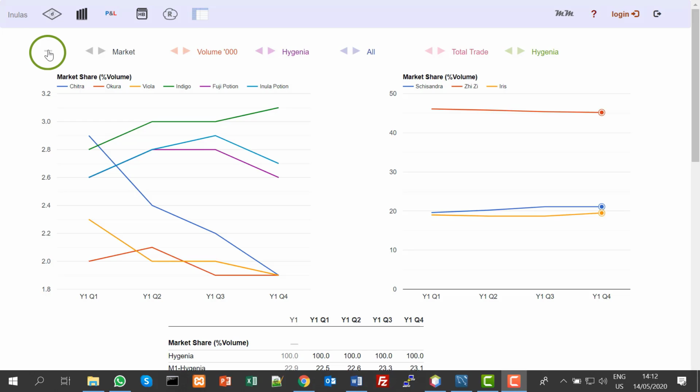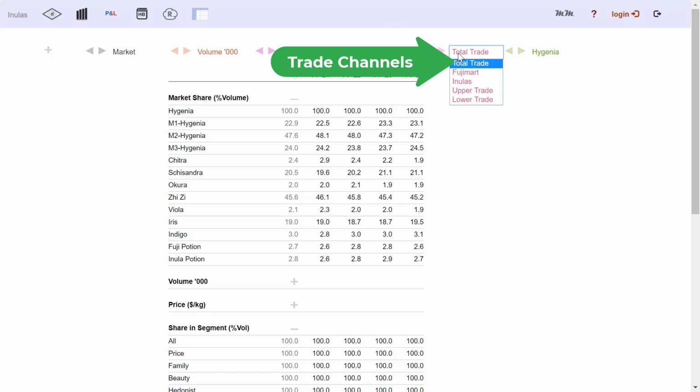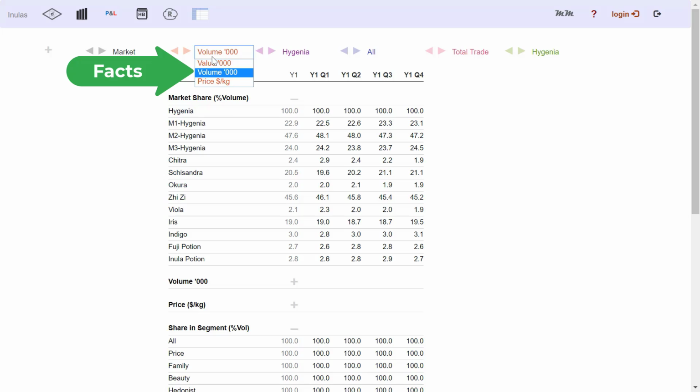Let me close the chart section so that the entire market share table is visible on the screen. The data can be viewed across the 5 different channels and chains, including total trade. It can also be viewed across the 5 different segments. So effectively we have 25 tables for each trade segment combination, and since the table can be viewed in volume or value, that makes it 50 views per category. Since we have 3 categories, in total the first table comprises 150 views, each providing a different perspective of the market share data. Depending on your information needs, you only need to examine a few of these perspectives.